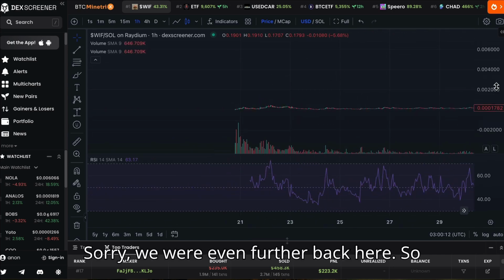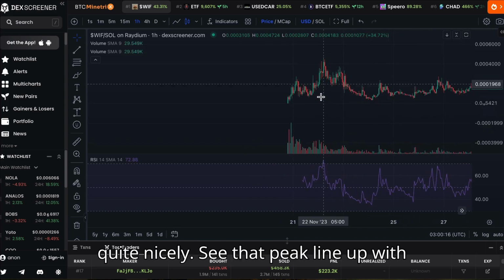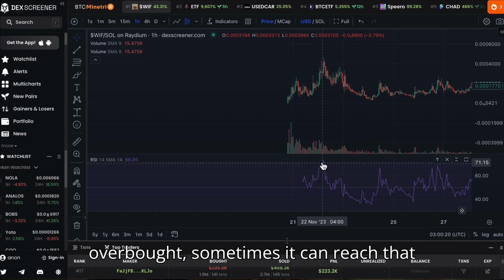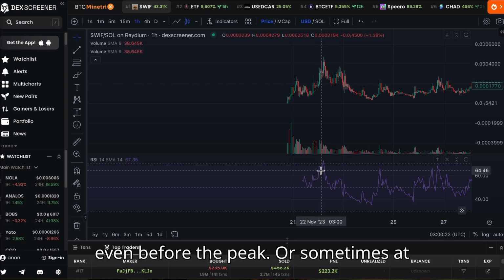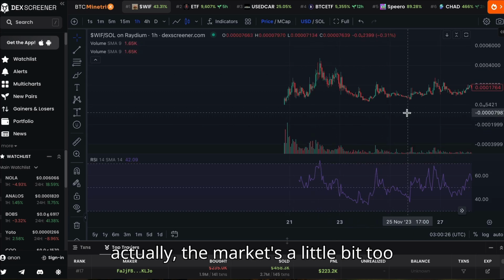Sorry, we were even further back here. So you can actually see it here, line up quite nicely. See that peak line up with this? So if you see the RSI going to overbought, sometimes it can reach that even before the peak, or sometimes at the same time. You know that the market's a little bit too hot.